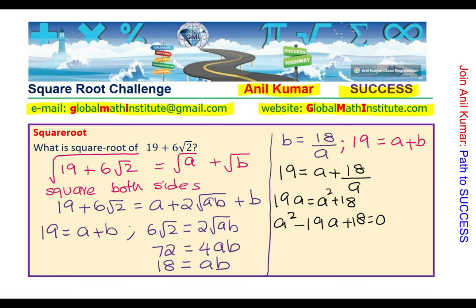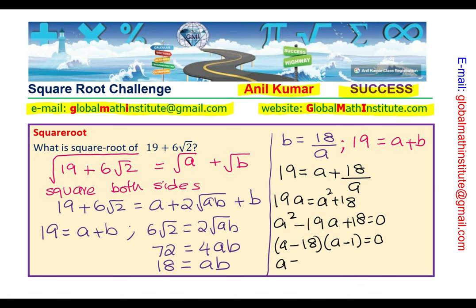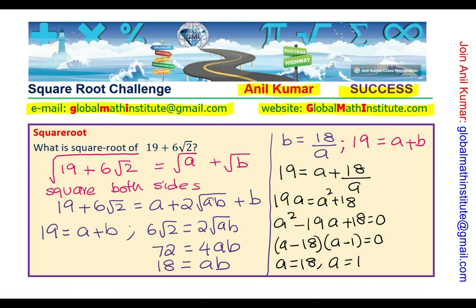We need to get a product of 18 and a sum of minus 19. So we can factor this as a minus 18 times a minus 1 equals 0. So we get the value of a as 18 or a is equal to 1. So these are the two possible values of a. Substituting this value of a, we can find the value of b, right? So clearly, if I substitute a as 1, then b is 18.